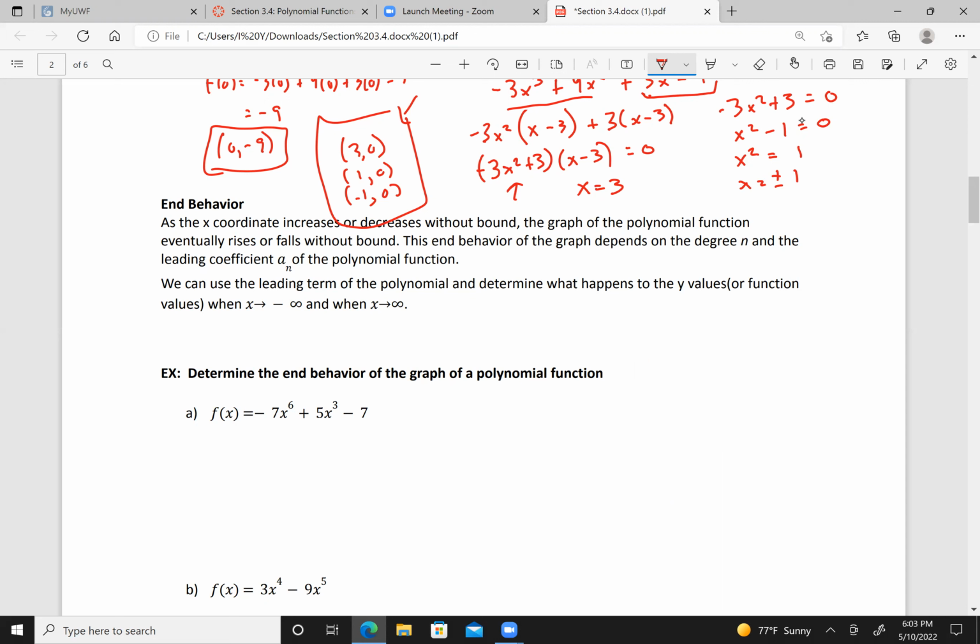The end behavior of the graph depends on the degree n and the leading coefficient a sub n of a polynomial function. We can use the leading term of the polynomial and determine what happens to the y values or function values when x approaches negative infinity and when x approaches infinity.